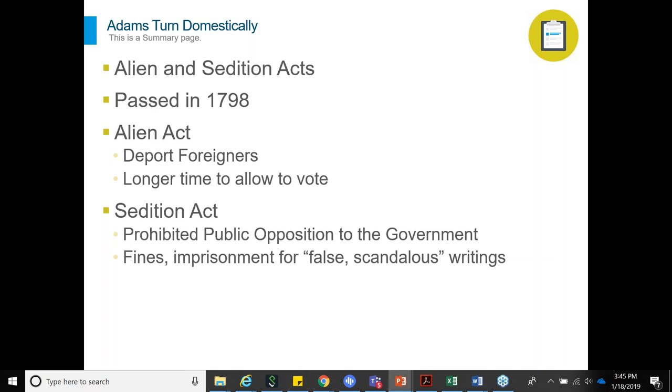who said the act itself was far more about attacking opposition rather than protecting the United States or the government. To begin with, 20 Republican news editors were arrested under the Sedition Act. No one was actually prosecuted with it, but it did stoke fears among Democratic Republicans, who said, you're just trying to stop opposition. You're trying to keep us from talking and having opposition within a democratic system.